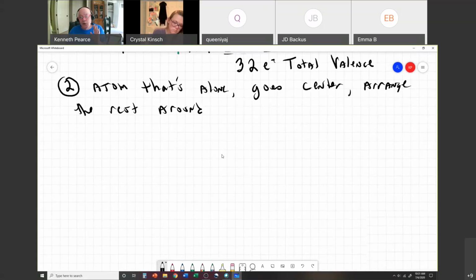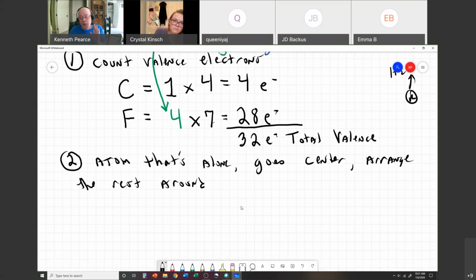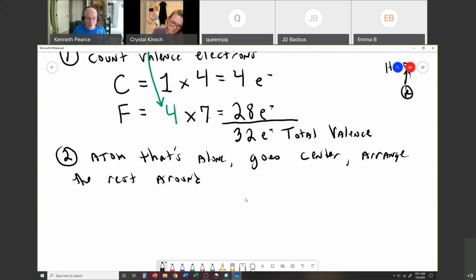Okay, so if it's by itself, it goes in the center. So let's go ahead and put it in the center. So we say carbon goes in the center. And we're going to arrange everything else around it. Now, look, I like to go north, east, south, west. In other words, points on the compass.